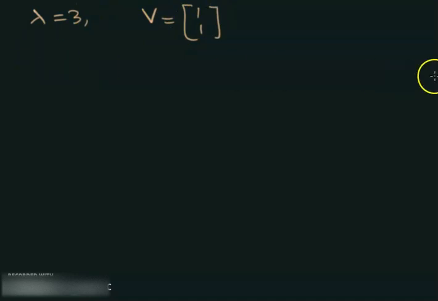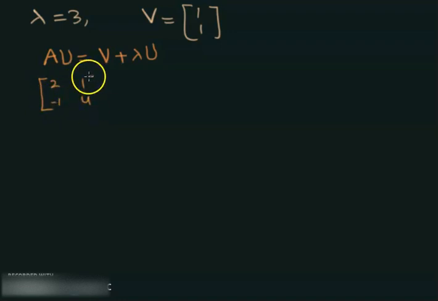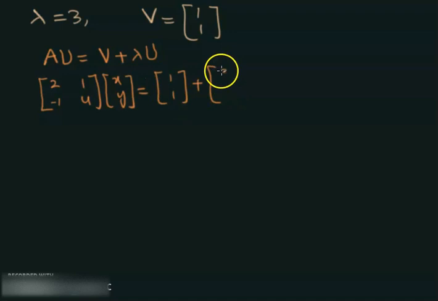And now we need u, and for u we already know that we will work out this equation, A u equals v plus lambda u. So I'll set u to be some unknown vector [x y]. My A is [2 1; -1 4], and u is some vector which I am interested in, and v is my [1 1], and lambda is 3, so 3x, 3y.